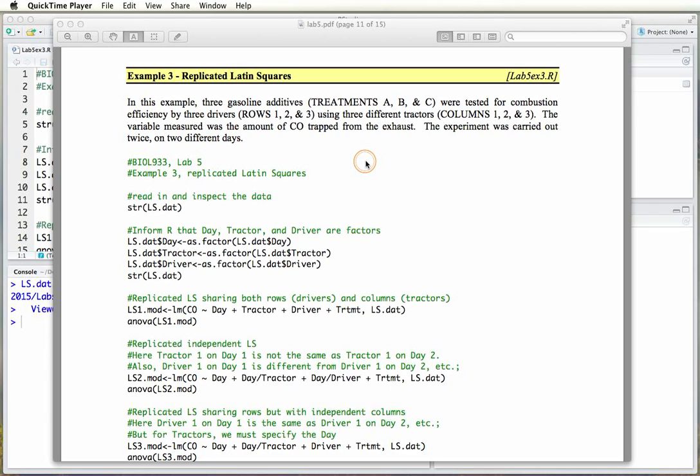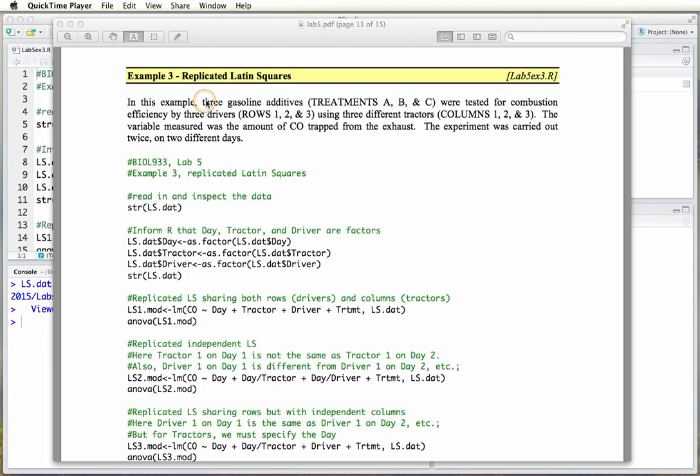Something else that can cause differences in combustion efficiency are simply different tractors. Tractors are not all tuned up to run in tip-top shape. There's a spectrum there. Some are inherently more efficient than others, better seals, better gaskets. And so you don't want differences among your tractors also coloring your conclusions about treatments. And so in this particular case, tractor is also a good blocking variable.